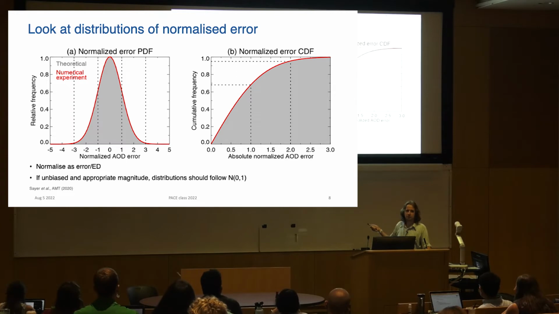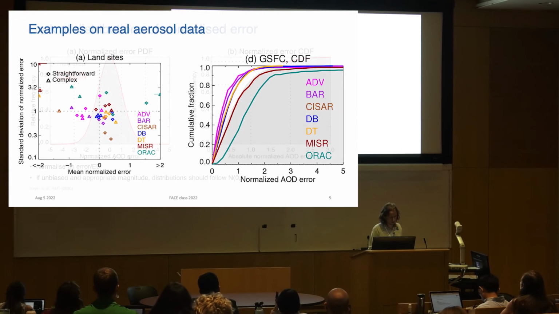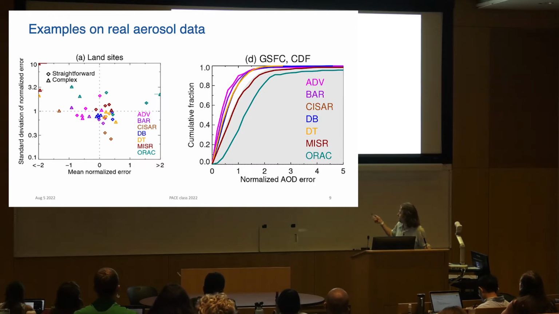You can either look at it like a PDF like this, or you can make a cumulative distribution function like that. So the idea is we can calculate these normalized errors, look at these distributions in real data, and see how close they fall to these idealized cases. Here's an example for real aerosol retrievals we published a couple of years ago. This is for a selection of AeroNet sites around the world. The different colors are different satellite retrieval algorithms. What I've plotted here is the mean and the standard deviation of this normalized error for each site, for each algorithm. In the ideal case, they'd all be at 0 error and standard deviation of 1.